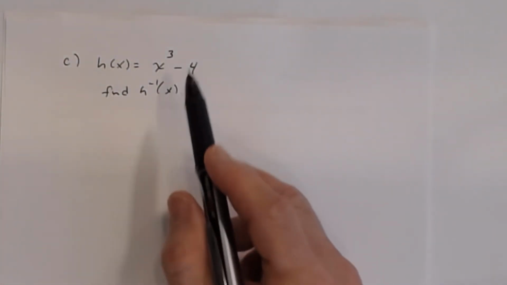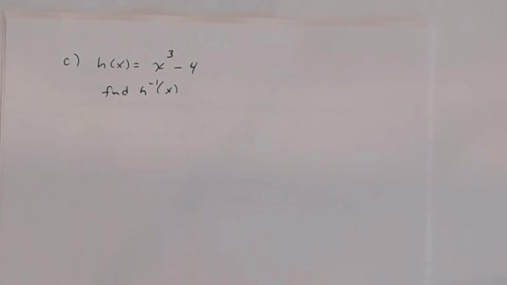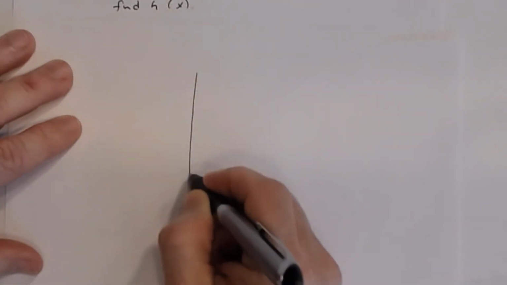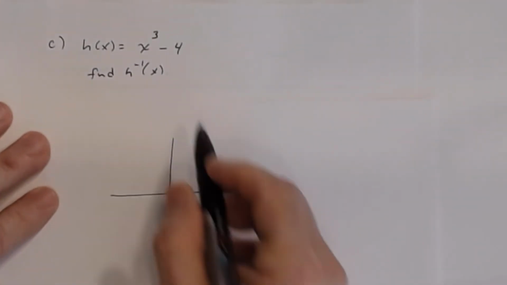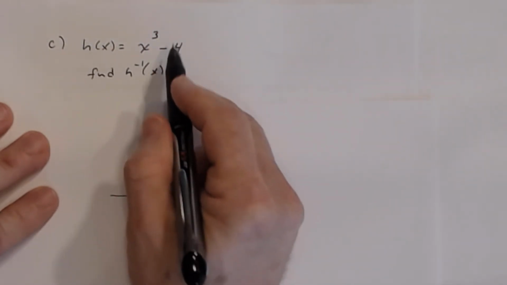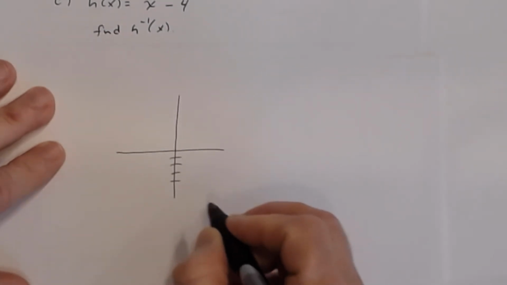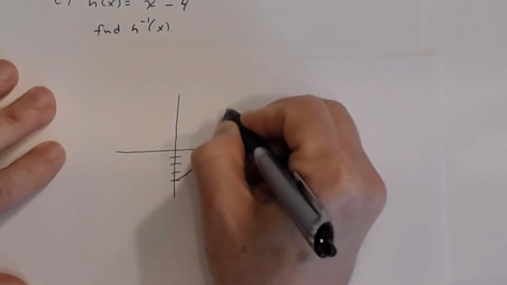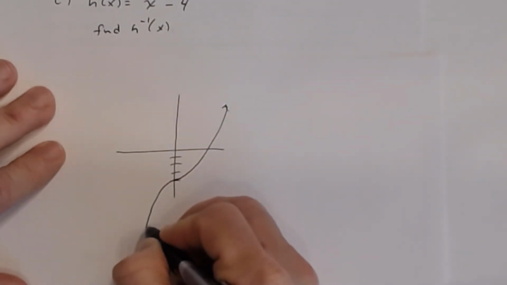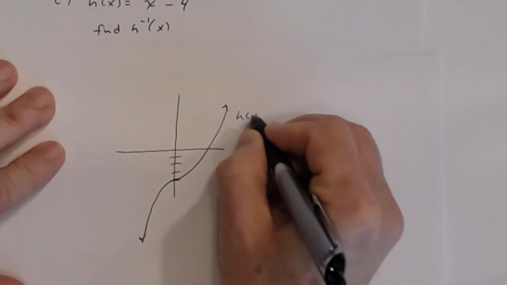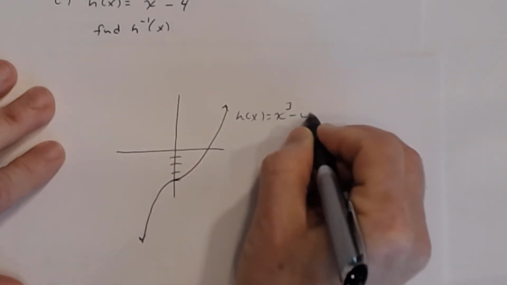Now, x cubed. Let's look at x cubed minus 4. So a rough sketch of x cubed minus 4 looks like this. So x cubed minus 4. In terms of transformations, you're taking x cubed and you're moving it down 4. So 1, 2, 3, 4. So it looks something like this. X cubed minus 4. So this is h of x equal x cubed minus 4.